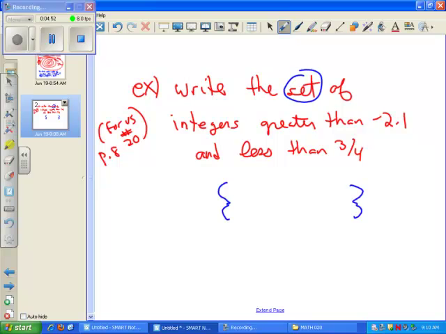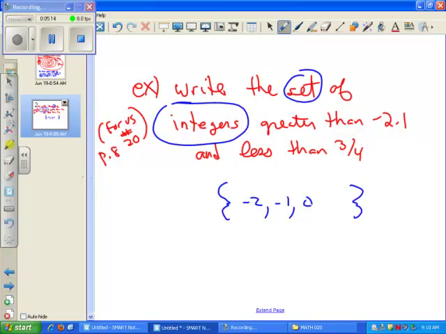Okay, well, what are the keyword integers? What are the integers that are greater than -2.1 but simultaneously less than 3/4? -1, 0. I like -2. I like -1. I like 0. And I'm going to play devil's advocate. How come you didn't pick 1? Because 3/4 is less than 1.